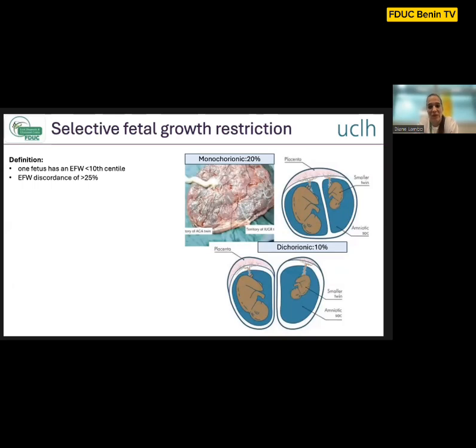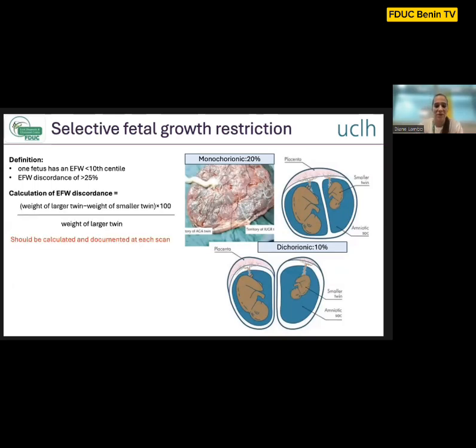Now, how do you estimate your estimated fetal weight discordance? I'm sure many of us are familiar with this, but essentially you deduct the weight of the smaller twin from the weight of the larger twin. You multiply by 100 and divide by the weight of the larger twin. And we calculate and document this at each scan.